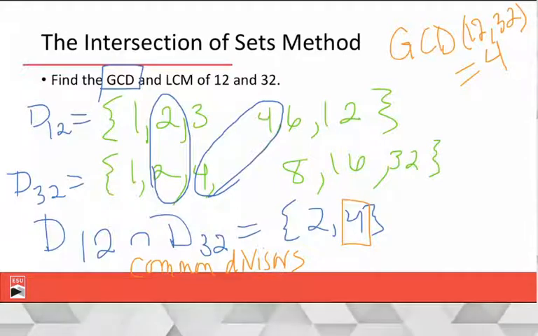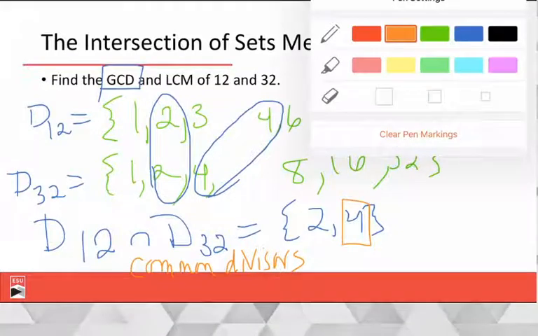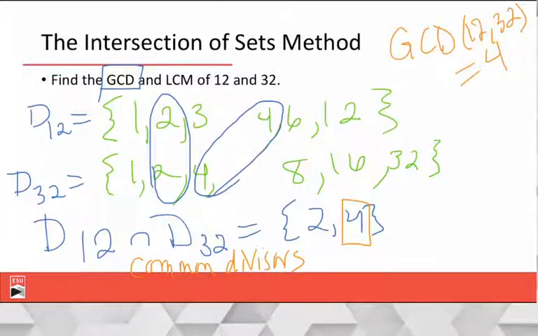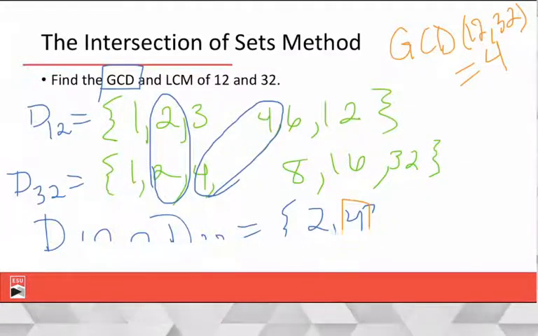And similarly, if we want to find the intersection of sets for the multiples, let me go ahead and clear a little bit of space. Sorry, I accidentally made the screen go black. So those are our common divisors and our greatest one.